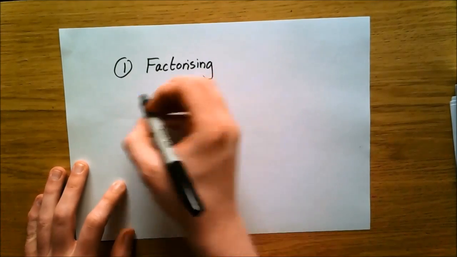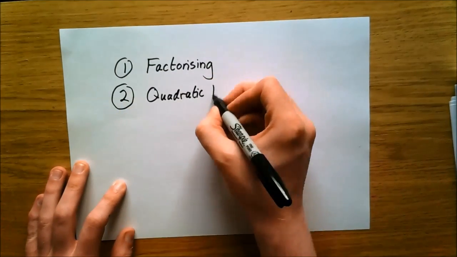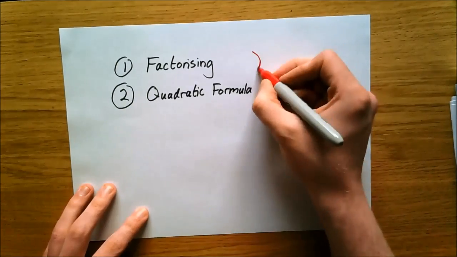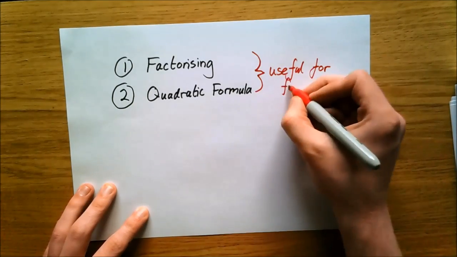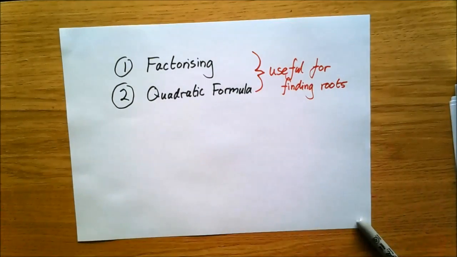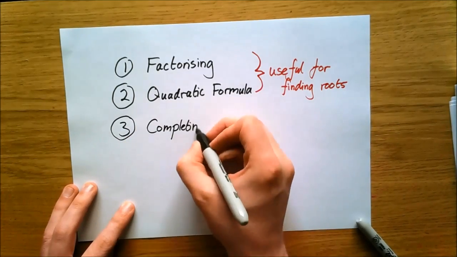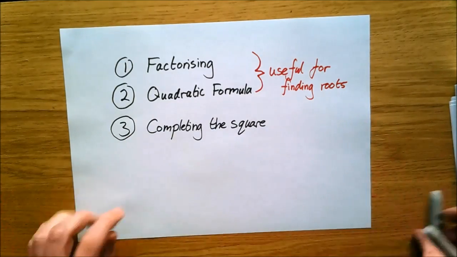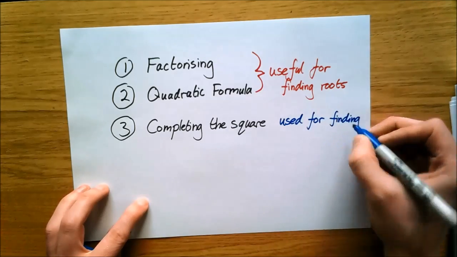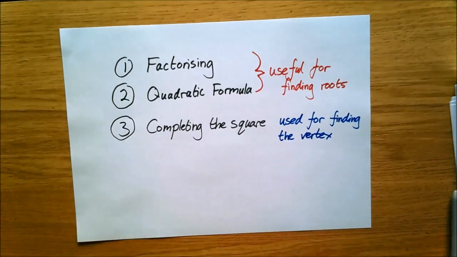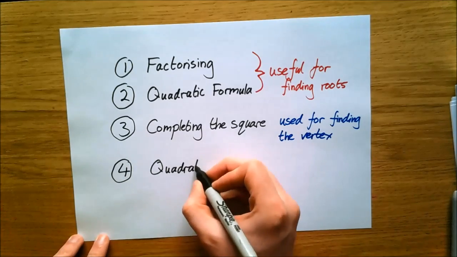Let's bullet point the four main methods we're going to use to understand the characteristics of a quadratic. The first two, factorizing and the quadratic formula, are used to determine the roots of a quadratic. The third method, completing the square, helps us establish the vertex. And the fourth thing we're going to have a look at is solving quadratic inequalities themselves.